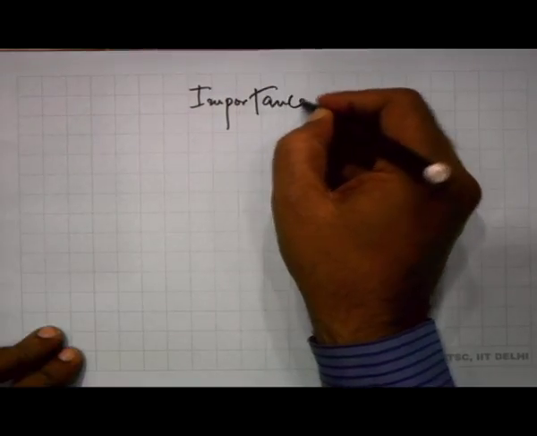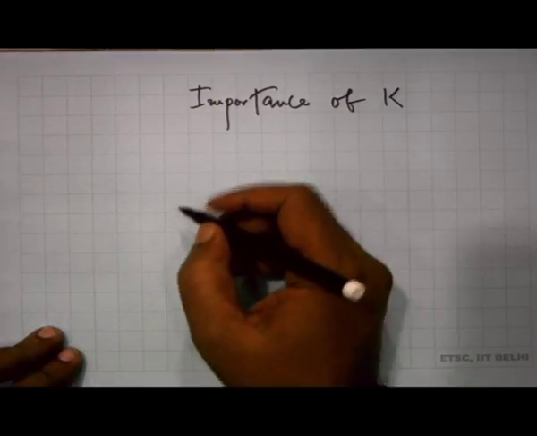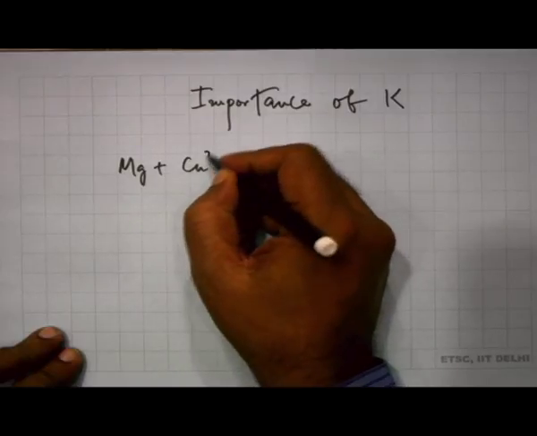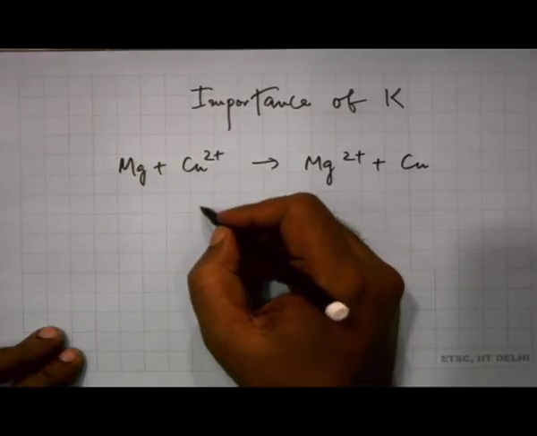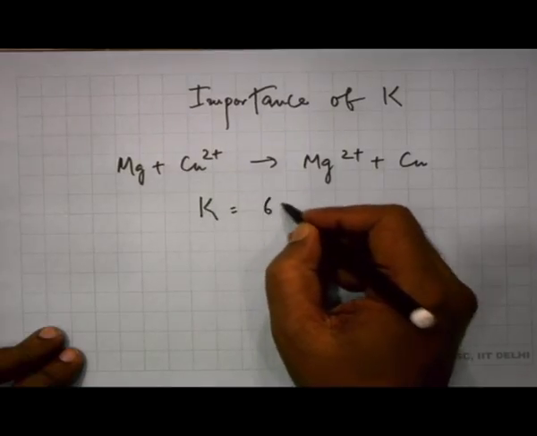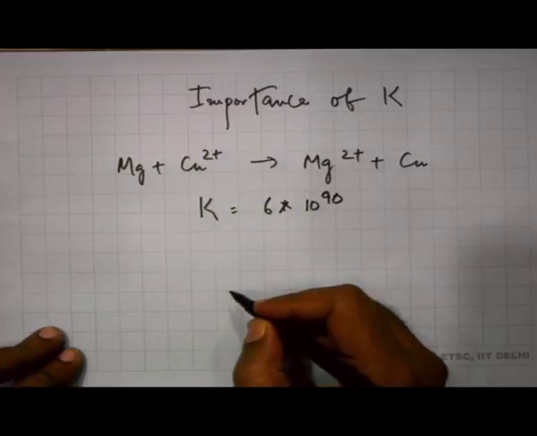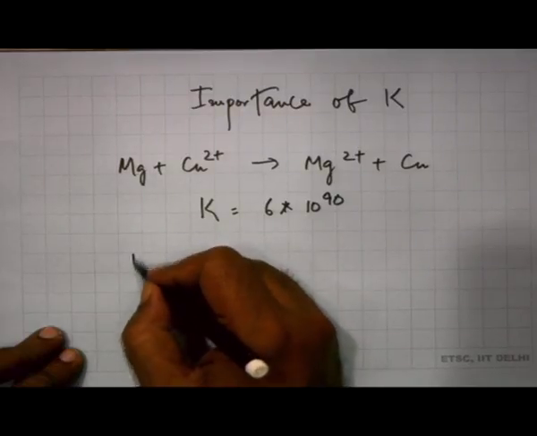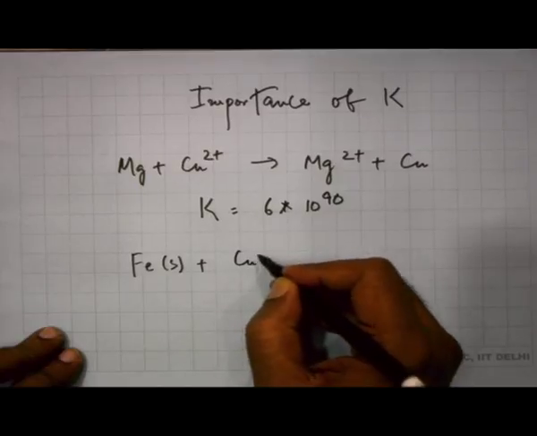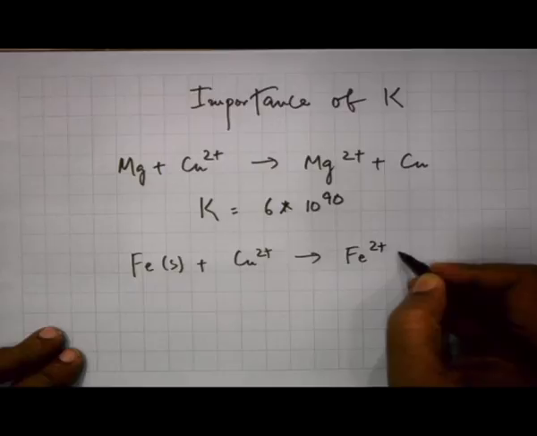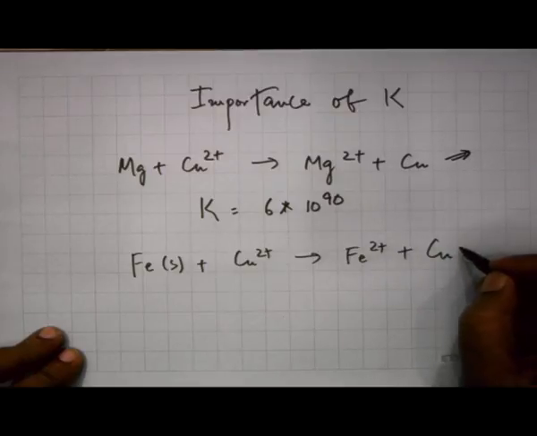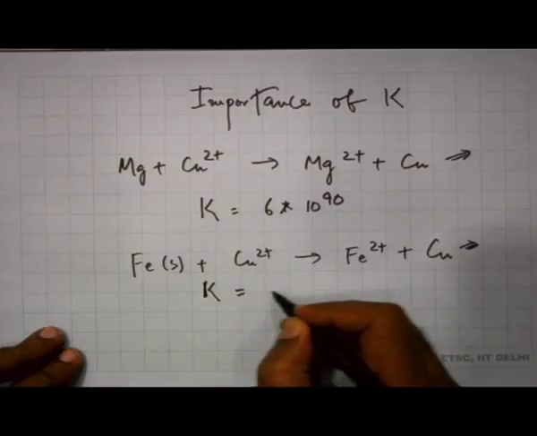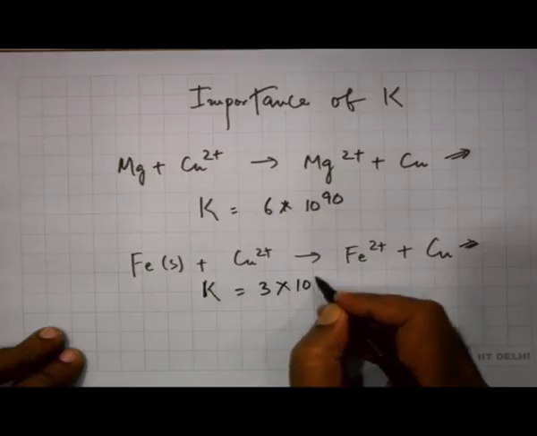The importance of K: suppose I take a reaction Mg plus Cu2+ giving you Mg2+ plus Cu. The value of K of this reaction is 6 into 10 to the power 90. And I take another reaction, which is Fe plus Cu2+ giving you Fe2+ plus Cu. So, there are two reactions, first and second. The value of K for this reaction is 3 into 10 to the power 26.